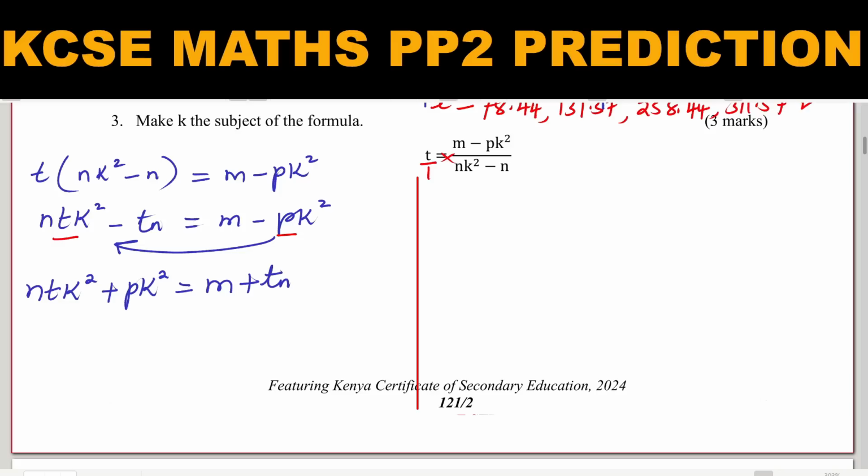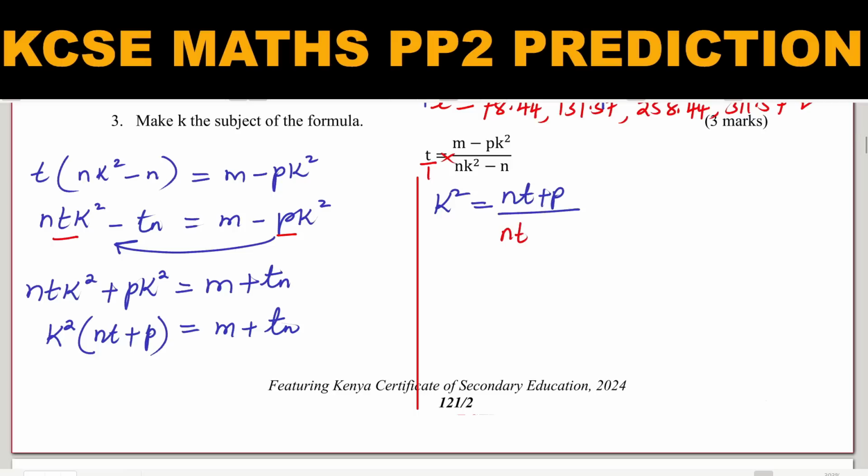Then on the left hand side, k squared is common, so you can factor it out. You remain with nt plus p, like that, is equal to m plus tn. Then from there, you can divide both sides to remain with k squared, because that is what you want to make the subject. I divide both sides by nt plus p.